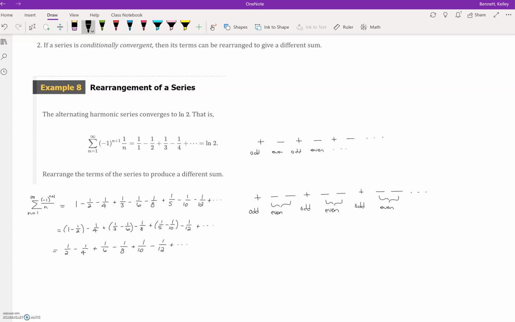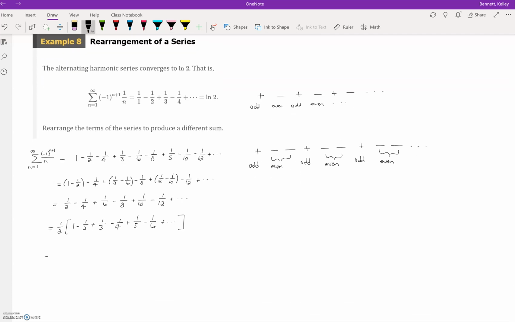Etc. and so on. And then the next step here is to factor out a 1/2. So if I take a 1/2, then I'll have 1 minus a half plus a third minus a fourth plus a fifth minus a sixth, etc. and so on. And this is actually the same form as our original series. So we're going to end up with 1/2 times the alternating harmonic series from 1 to infinity. And we know that that series equals the natural log of 2. So I get 1/2 times the natural log of 2. So that is a rearrangement of a conditionally convergent series.